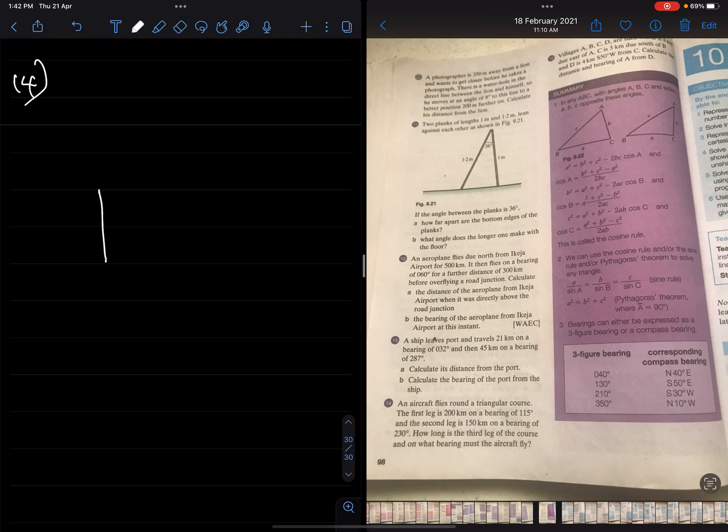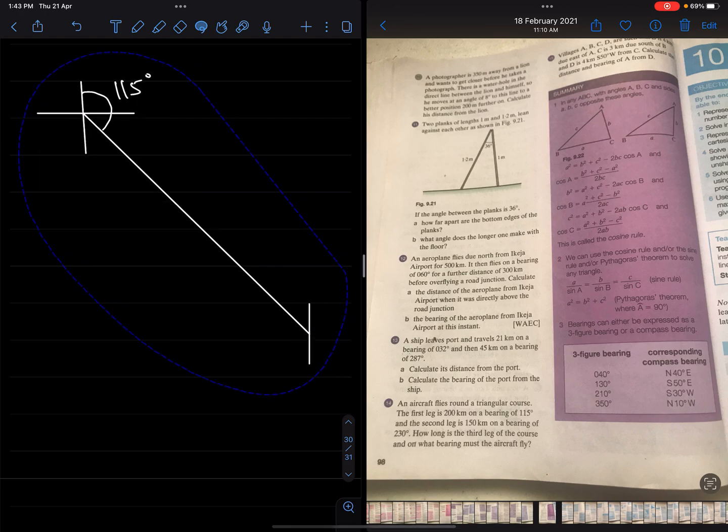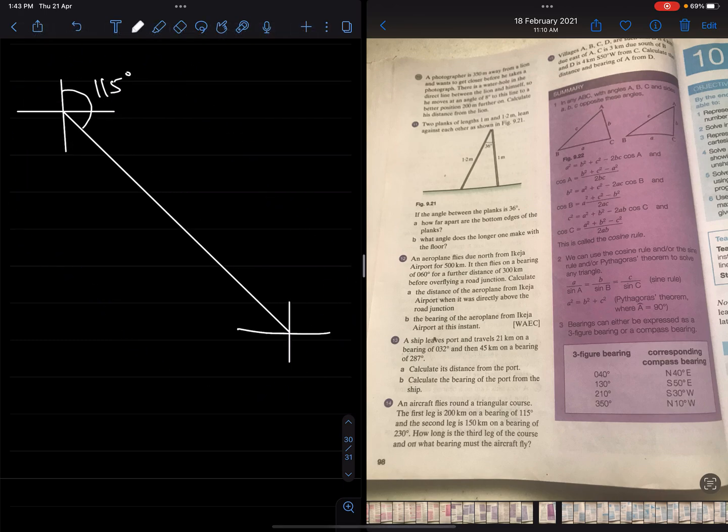First leg is 200 kilometers on a bearing of 115 degrees. So let this be where it is starting from. A bearing of 115 degrees will be somewhere around there, and the distance is 200 kilometers. Let's put that here. So this bearing is 115 degrees. Now this is where it is now. This is the first leg. I'm just trying to make the diagram as clear as possible. The first leg is from this place to this place.